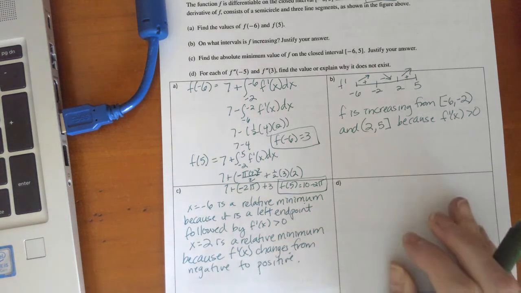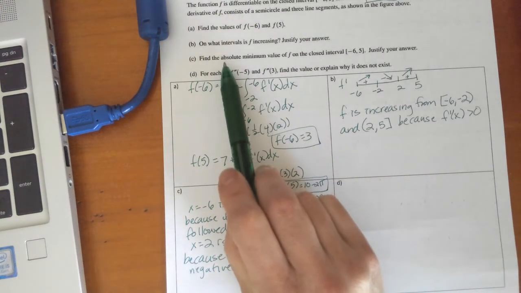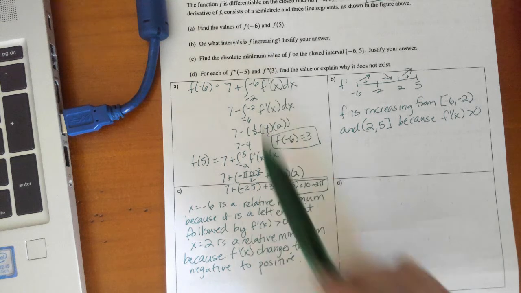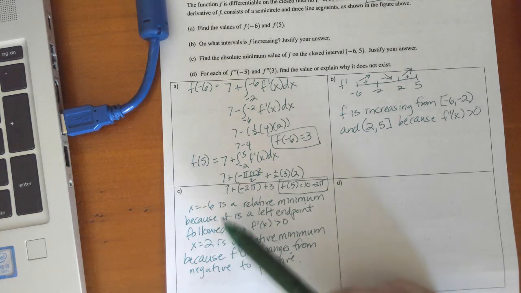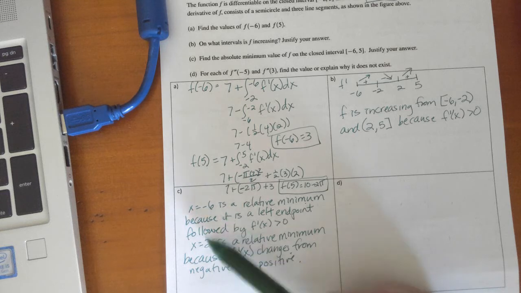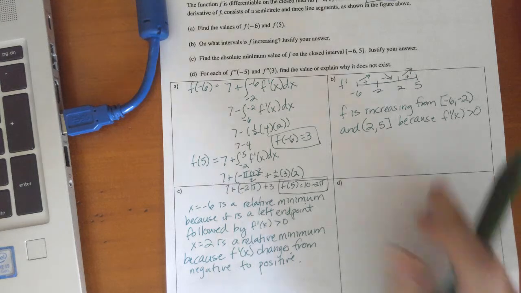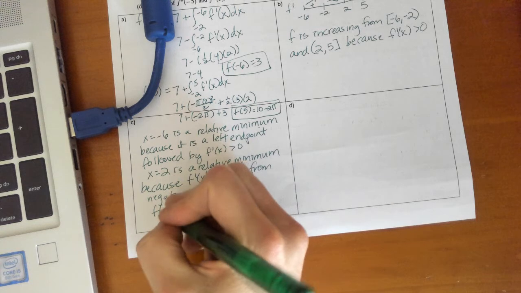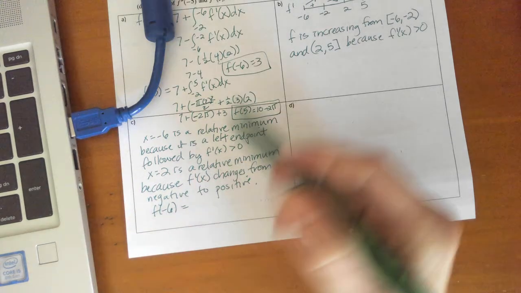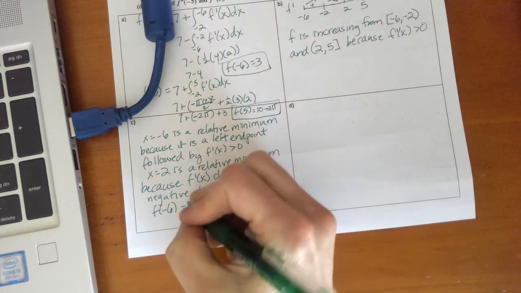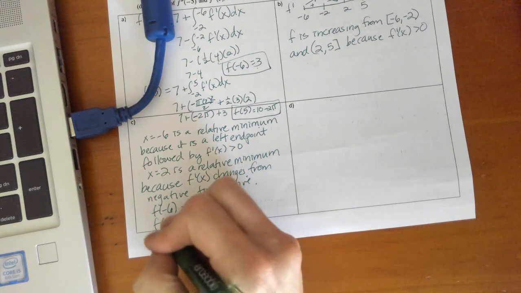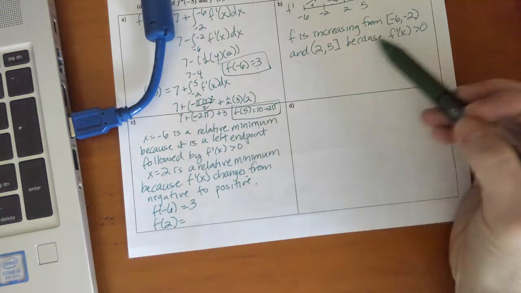And now they're not asking, though, for us to just list our relatives. They want to know, find the absolute minimum value. So we need to find what these values are, the y values of this function when x is negative 6 and x is 2, and we're looking for the minimum of those. So we need to start by stating what f of negative 6 is. Well, we found f of negative 6 here in part A. F of negative 6 is 3. And now we need to find f of 2. We didn't find f of 2.